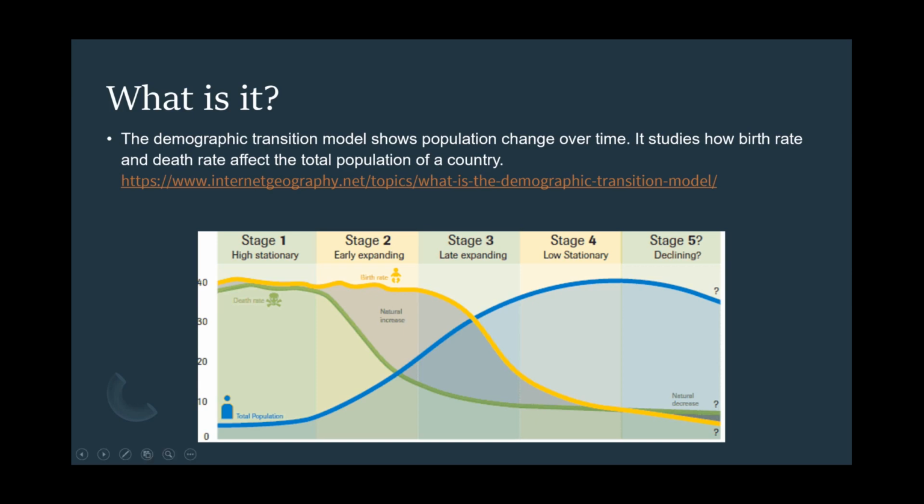Stage two, early expanding, birth rate stays high, death rate starts to drop, and the total population begins to increase. We'll get into some of the reasons why later. Stage three is the late expanding. So population begins to rise, and death rates continue to drop, and birth rates also begin to drop as well. Stage four, the low stationary, super high population now. Birth rates and death rates are quite low and have caught up to one another again. And stage five is the declining, where the total population begins to go down, and then the birth rate begins to drop below the death rate.